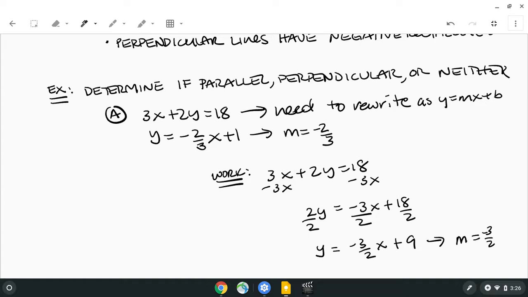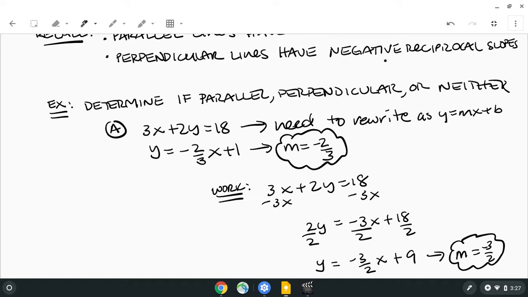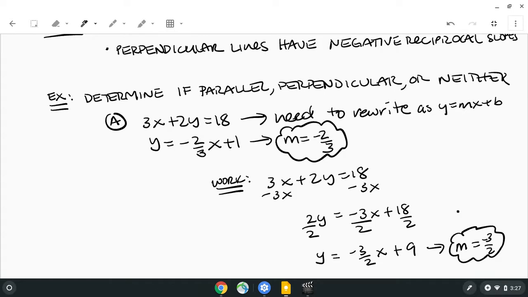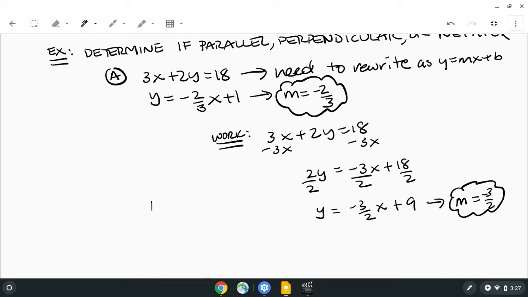So I have this slope and I have this slope. Okay, they are reciprocals of each other, but they aren't negative reciprocals because remember, for it to be perpendicular, they have to have opposite signs, and they don't. They're only reciprocals of each other. So here, they are not perpendicular and they are not parallel. Okay, so here the answer is neither.